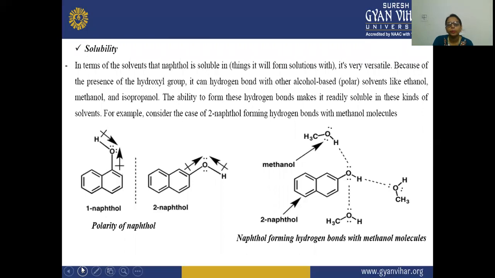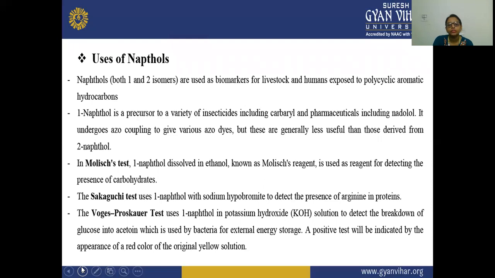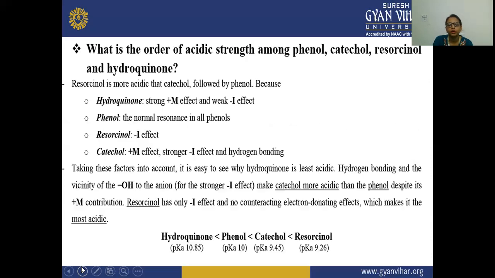Solubility: naphthol is soluble. It is very versatile because of the presence of this hydroxyl group. Next, its uses: it is used as a biomarker for livestock and humans exposed to polycyclic aromatic hydrocarbons. It is a precursor for insecticides, and in the Molisch test naphthol is dissolved in ethanol. It is also used in the detection of arginine in protein.